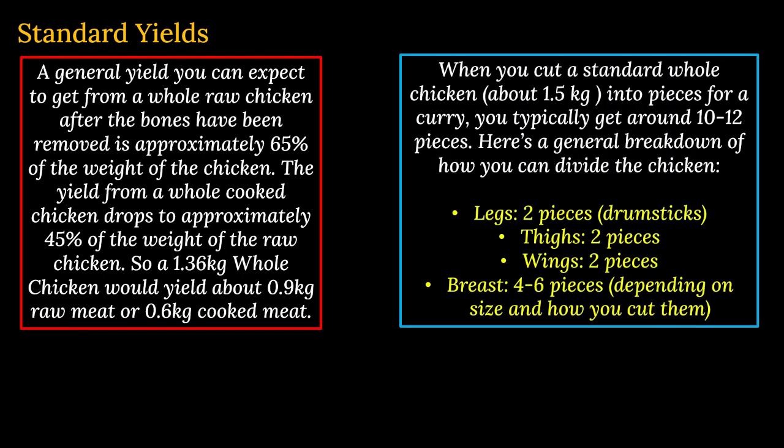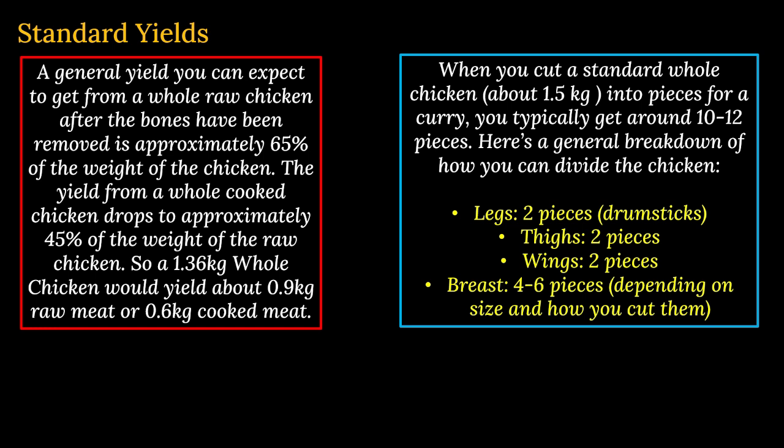when you cut a standard whole chicken, say about 1.5 kg, into pieces for a curry cut with bone, you typically get around 10 to 12 pieces. That is a standard. How many pieces do you get from a standard bird of 1.5 kg? 10 to 12 pieces. Yes, right.